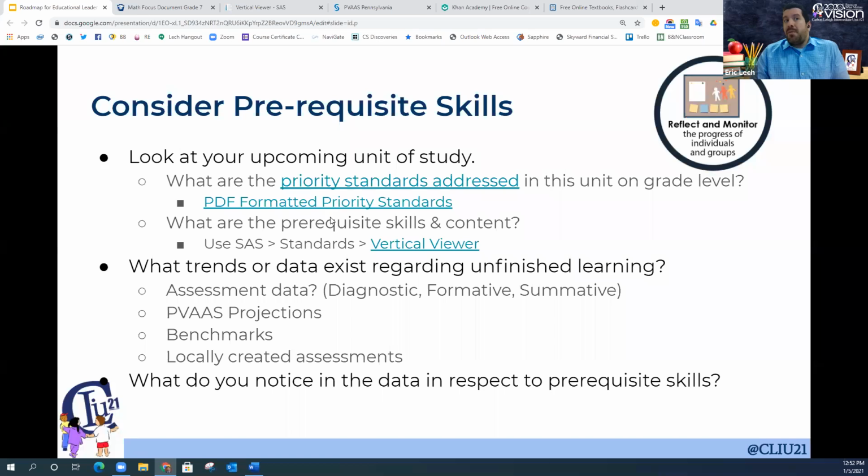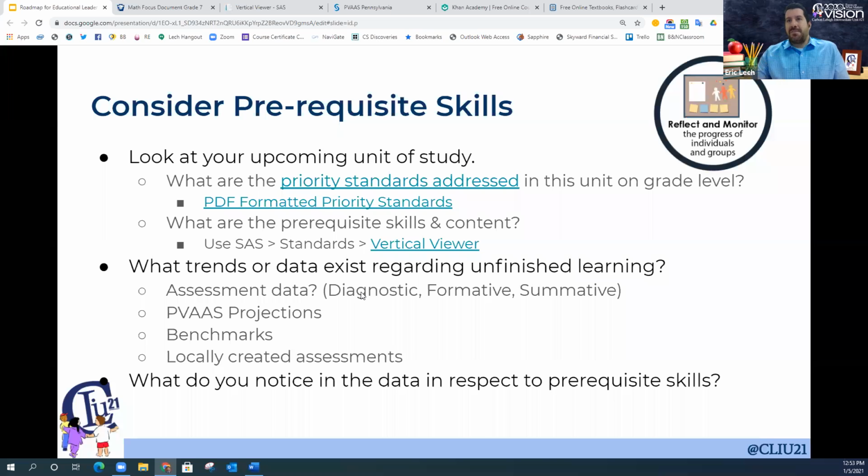So again, I might want to find out what are those prerequisite skills and determine if my students have any knowledge or have any background in those prerequisite skills. So that leads me to the question, that is, what trends or data exist regarding any unfinished learning? Are my students ready to enter the 7th grade standard, or might they need a little bit more help? Do I have any assessment data to help me tell that? Do I have diagnostic assessment data?